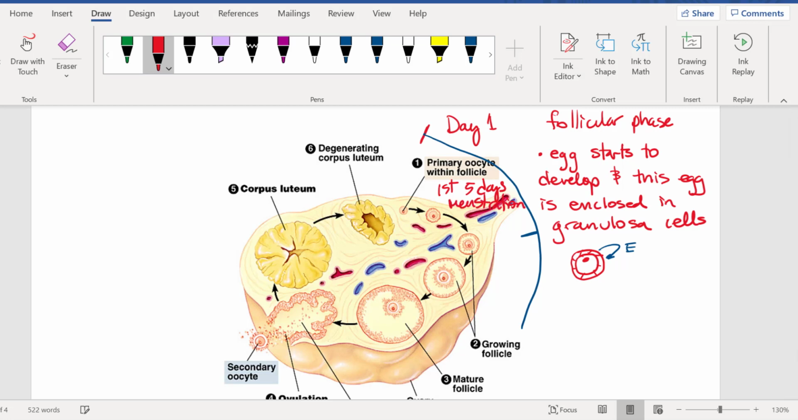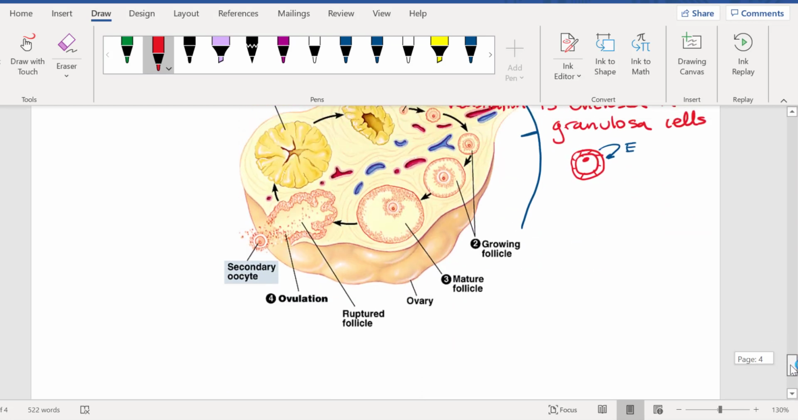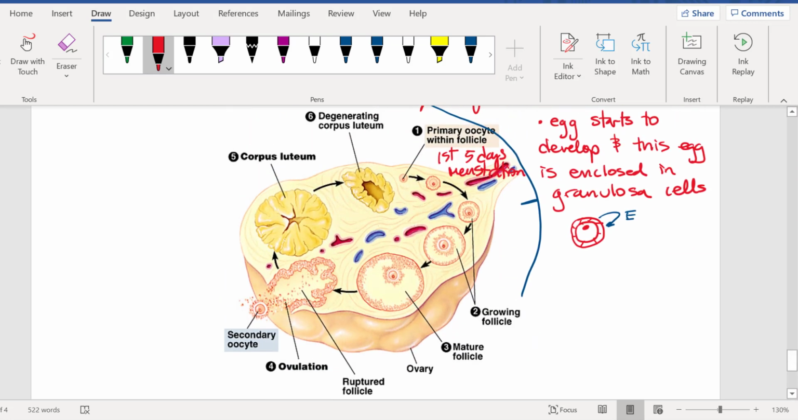And it's important to remember that is at the beginning of the cycle. So as we move along, the follicle continues to grow, and it keeps going, gets bigger and bigger. There's more granulosa cells building up. They're producing more and more estrogen.